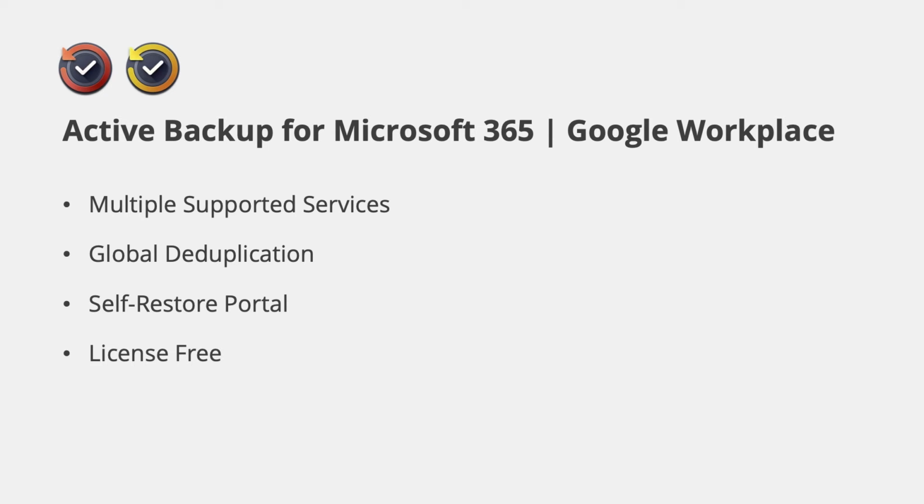Active Backup for Microsoft 365 and Active Backup for Google Workspace are literally to protect SaaS data stored on both cloud providers. Both ABM and ABG come with similar attributes, including global deduplication, self-restoration portals, and the most important one, again, no licensing fee required.